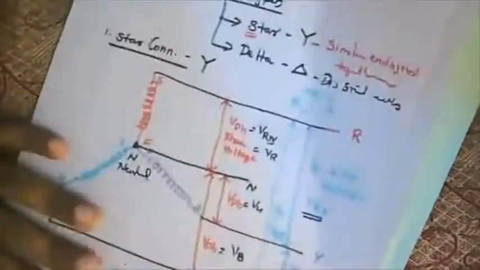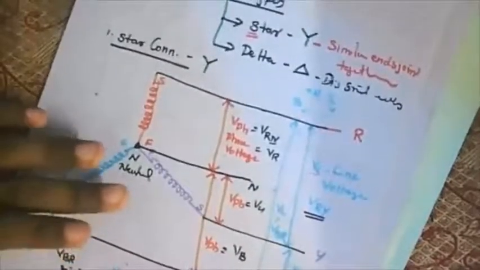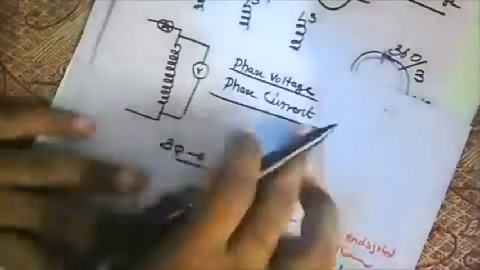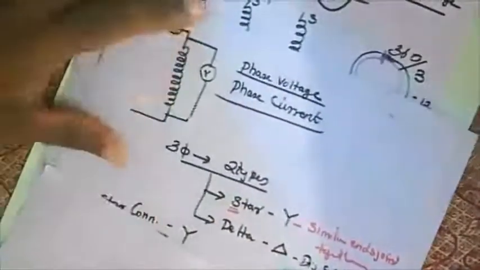Now, if you observe again, I have told you what is meant by phase current. What is meant by phase current? Phase current means current flowing in a single coil. Look here.